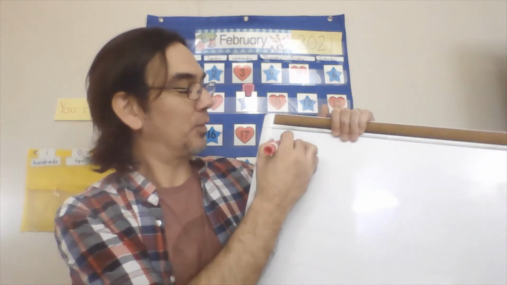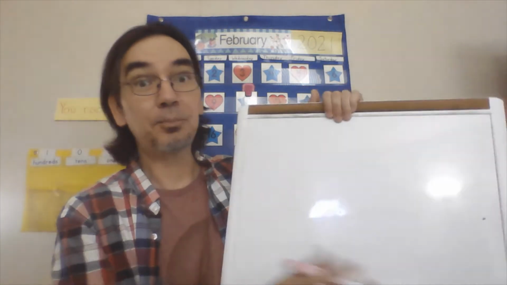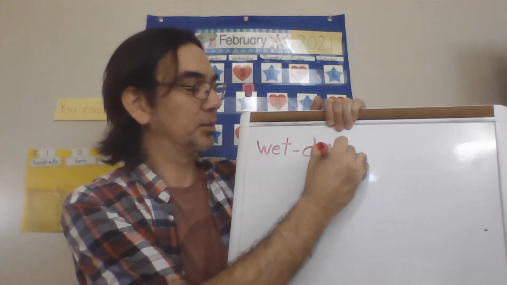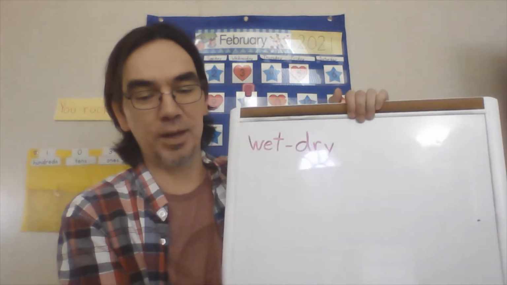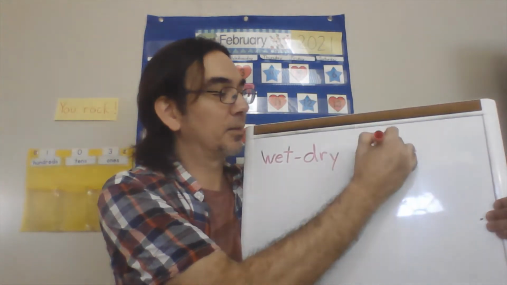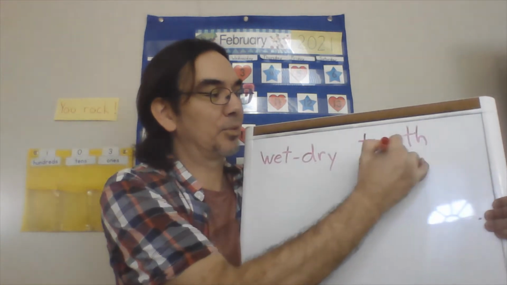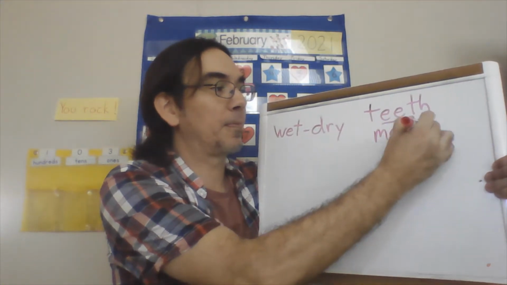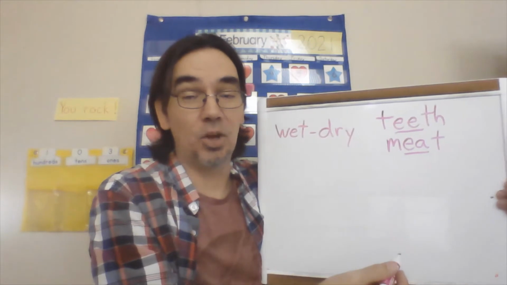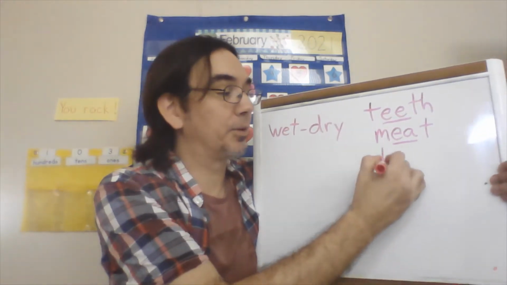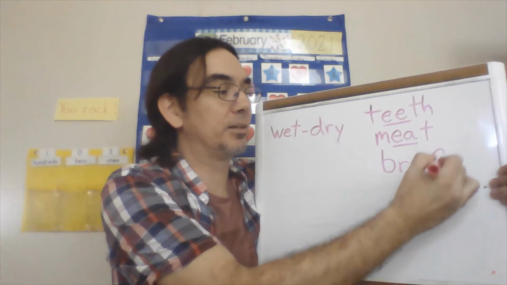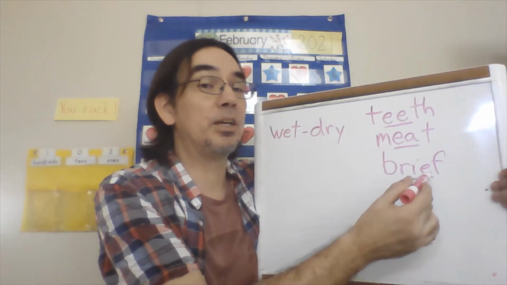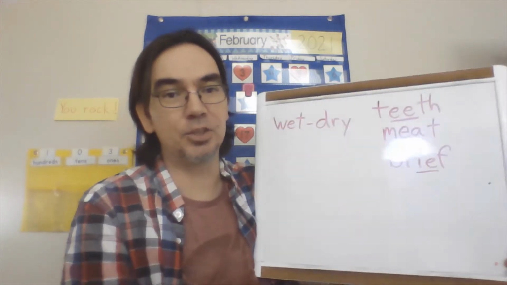So let's say, for example, Dylan. He had an antonym. He had wet, and the opposite of wet is dry. Right? Wet and dry. But he also came up with teeth. There's our EE word. And meat. There's our EA, making the long E sound. Meat. And brief. There's our IE, making the E sound. Teeth. Meat. Brief. All have that E in there. Very good. Thank you, Dylan.